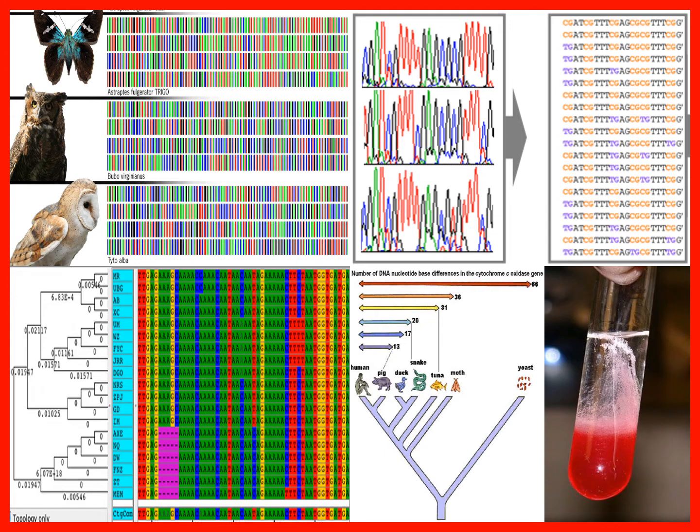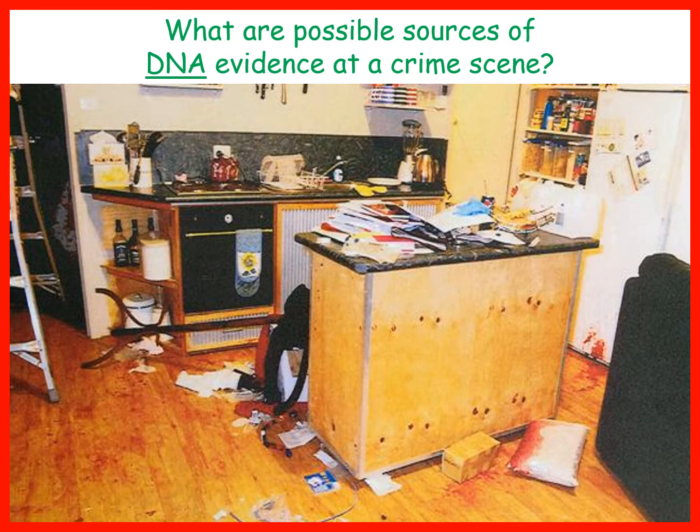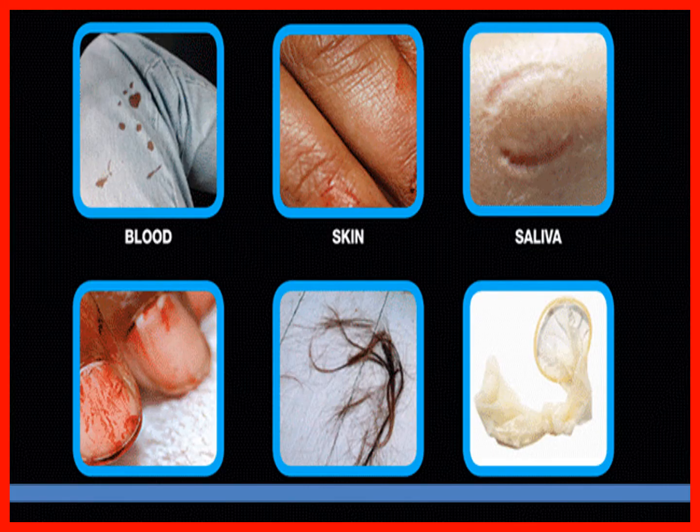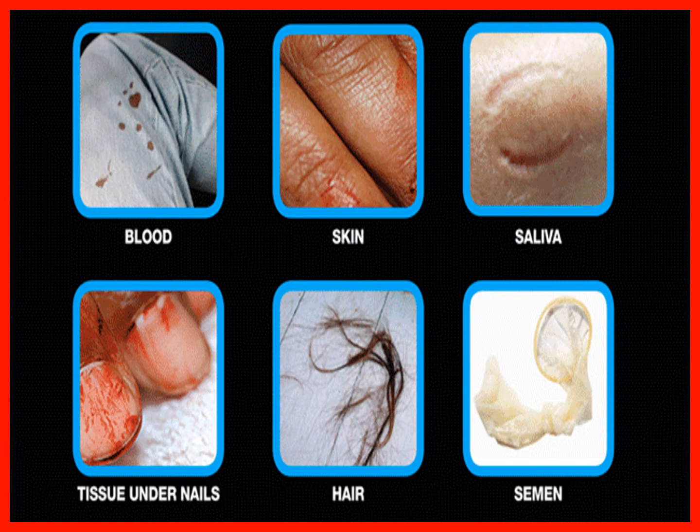To do this, we need to first obtain DNA, and that requires DNA extraction. At a crime scene, there are many possible sources of DNA evidence, such as blood, skin, saliva, tissue under nails, hair, and semen.